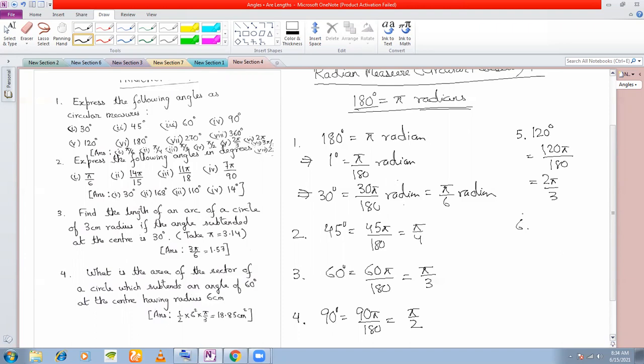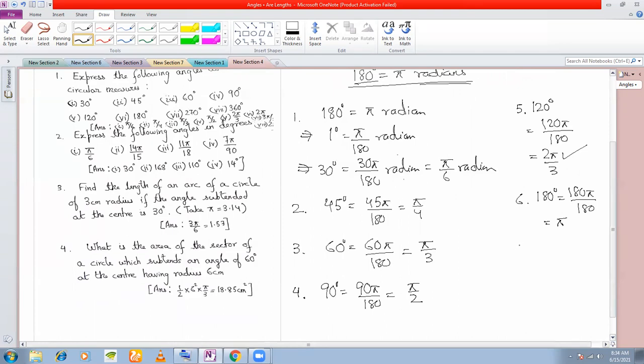Number 6, you have 180 degrees. 180 degrees is 180 pi by 180, which is pi. This angle you will also come across very frequently, 2 pi by 3. Okay. This angle, pi, you will come across very frequently.